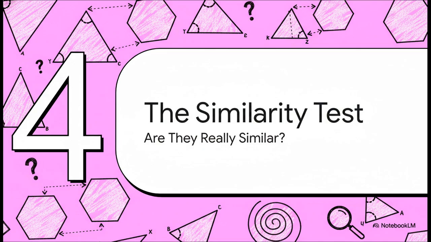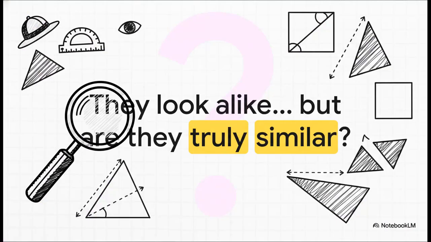Now for the final challenge. How do we prove two shapes are similar when nobody tells us they are? How do we figure it out for ourselves? This is where we have to become detectives. Because looks can be deceiving, right? We have to check both of those conditions we talked about earlier. We can't just eyeball it.